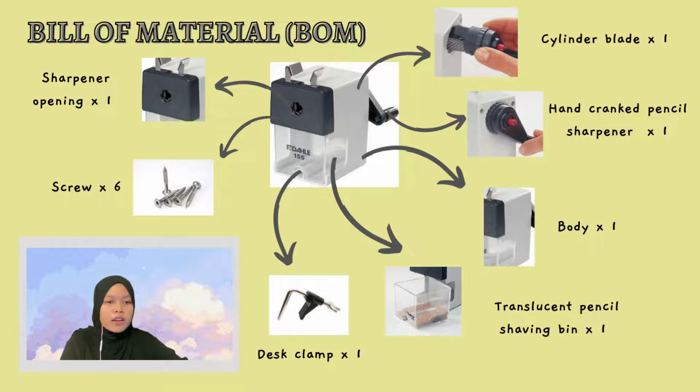Thank you. Next, I will talk about the brief of materials. We got 7 parts of components to be presented. First, the sconce, hand crank pencil sharpener, translucent pencil shaving bin, sharpening opening, cylinder blades, and body. They only had 1 quantity in this project. Next, there are 6 quantity for screw in the project.